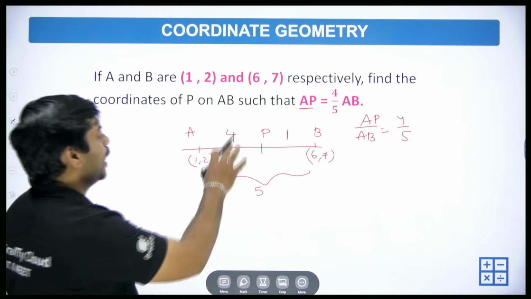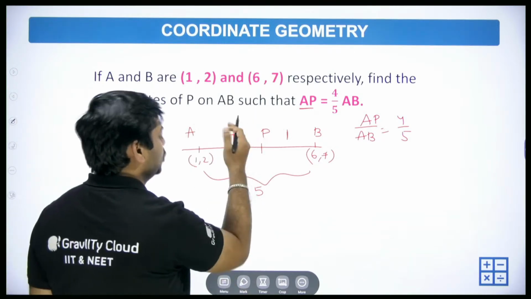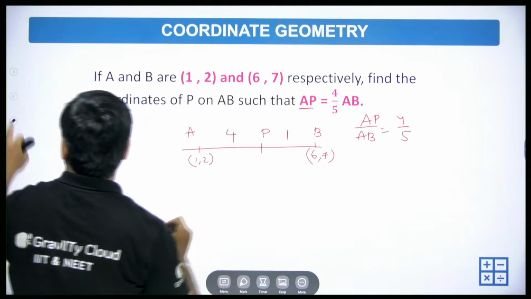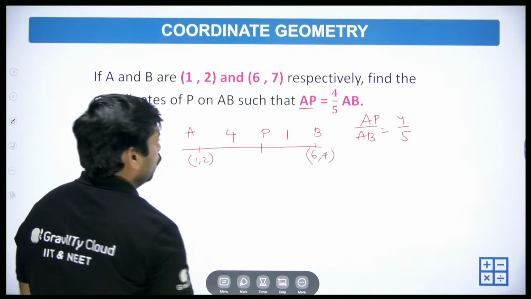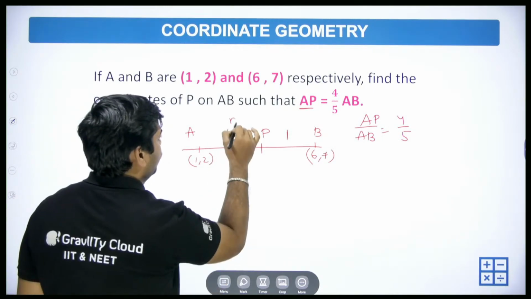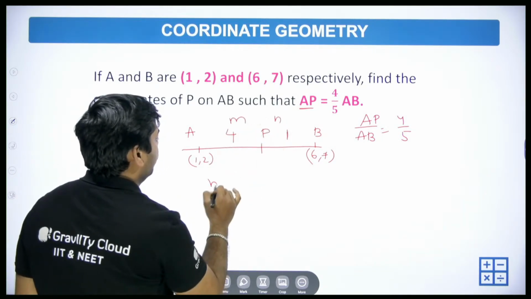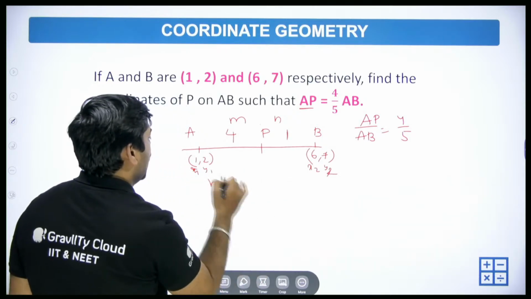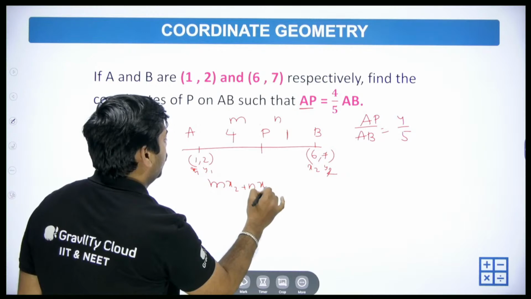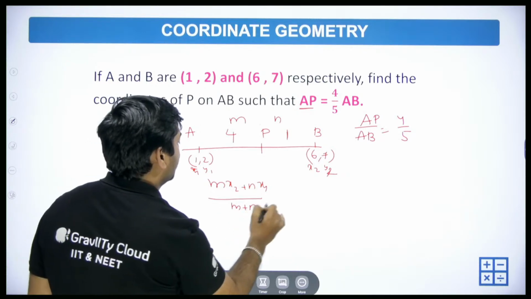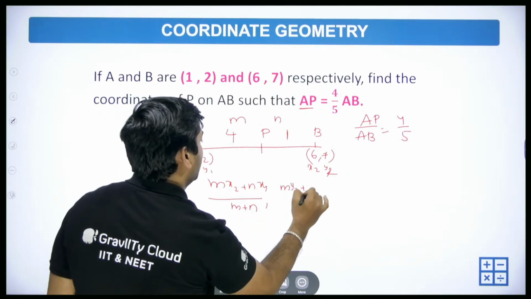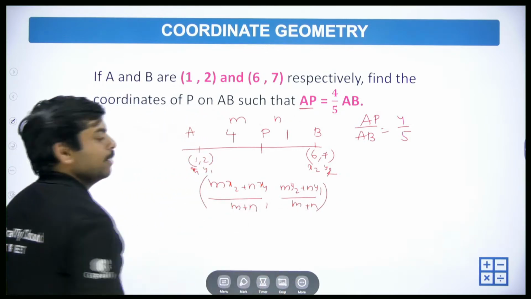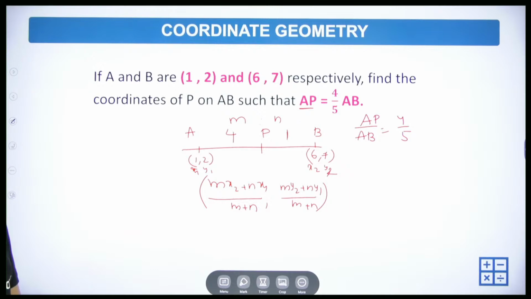So we need to find a point P which divides A and B in the ratio 4 is to 1, and tell me how to get the point. What is the formula for that? If the ratio is m is to n, with x2, y2 and x1, y1, the point is (mx2 plus nx1) by (m plus n), comma, (my2 plus ny1) by (m plus n).